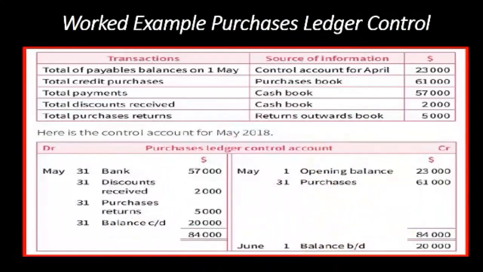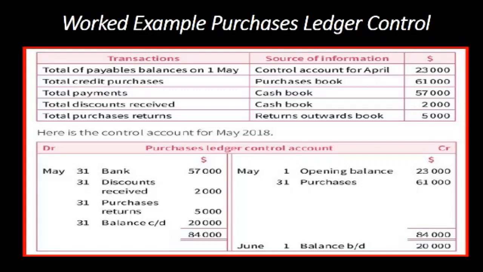Okay. A work example. This one does not have as much variations as the sales, because we don't have things like bad debts and returned and refunds and things like that. The 4 items that we showed last time, they do not show up in here. So all we have is the credit purchases, the payments, the discounts, and the total purchases returns.